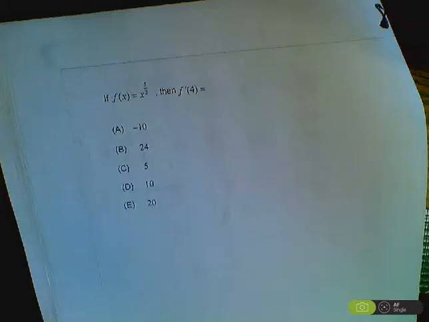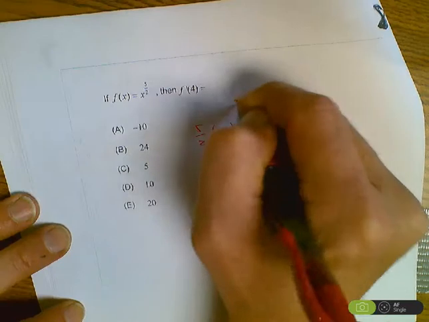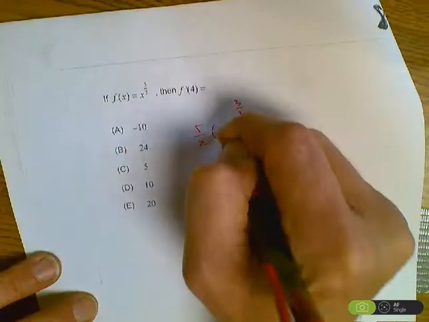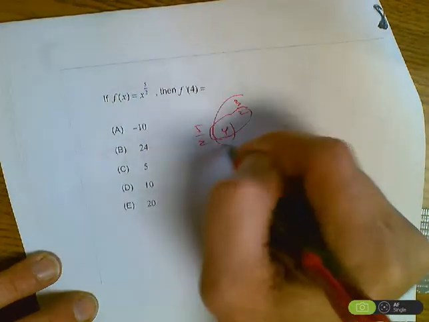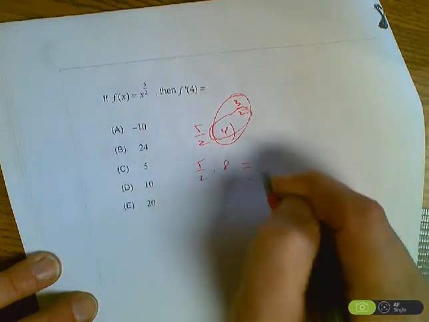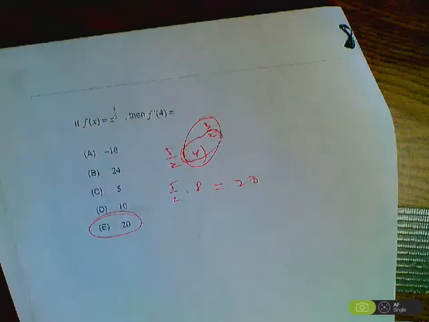Oh, this is easy, right? What do we do? Jupe it. 5 halves jupe 3 halves, right? Because we're taking the power rule. Put a 4 in here. What's the square root of 4? 2. What's 2 cubed? 8. What's 5 halves times 8? Okay, reduce it. 20. Answer E as in Edward. Okay, that's it. Next problem.